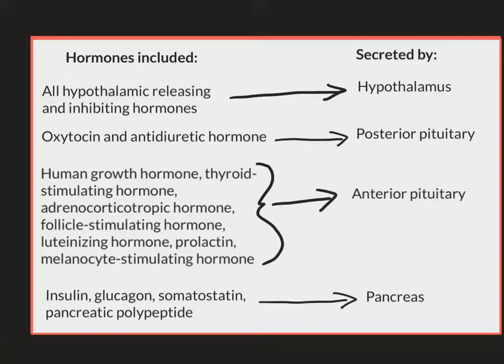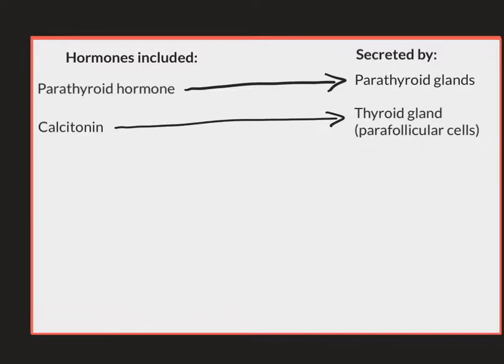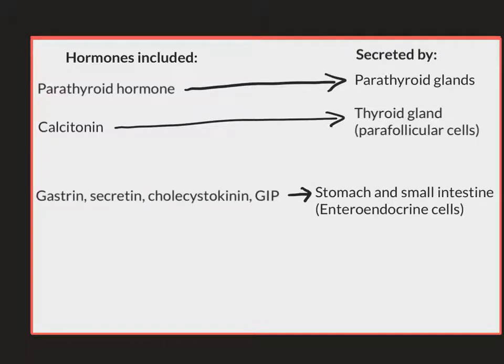parathyroid hormone secreted from the parathyroid glands, calcitonin secreted from the thyroid gland parafollicular cells, gastrin, secretin, cholecystokinin, GIP, which is glucose-dependent insulinotropic peptide, which are secreted from the stomach and small intestine enteroendocrine cells, erythropoietin, secreted by the kidneys, and finally leptin, which is secreted by adipose tissue.